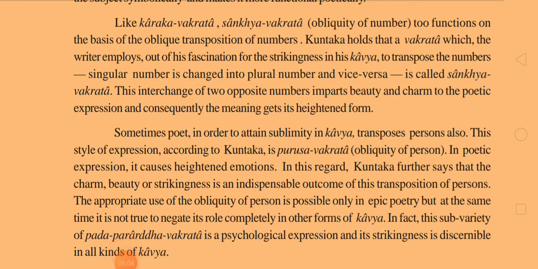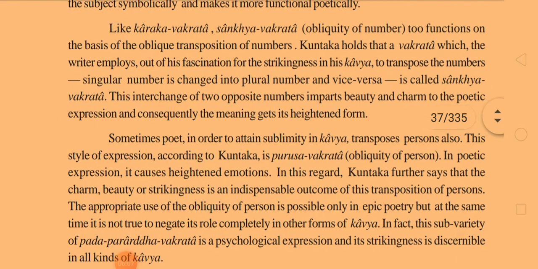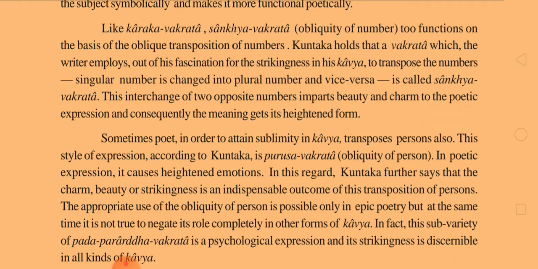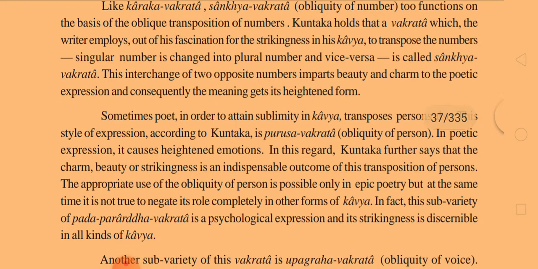Sometimes the poet, in order to attain sublimity in kavya, transposes persons also. This style of expression, according to Kuntaka, is Purusha Vakrata, the obliquity of person. In poetic expression, it causes heightened emotions. In this regard, Kuntaka further says that the charm, beauty, or strikingness is an indispensable outcome of this transposition of persons. The appropriate use of the obliquity of person is possible only in epic poetry, but at the same time, it is not true to negate its role completely in other forms of kavya. In fact, this subvariety of Pada Paradha Vakrata is a psychological expression, and its strikingness is discernible in all kinds of kavya.